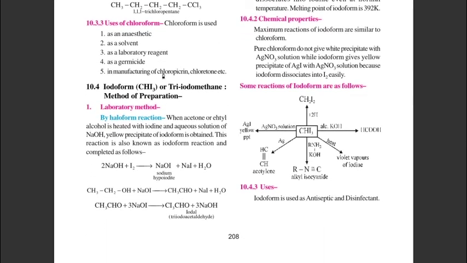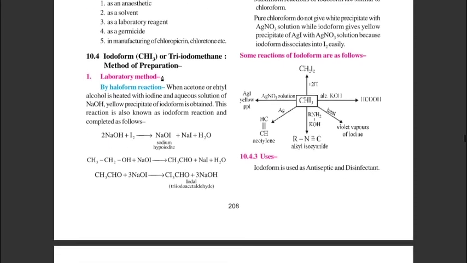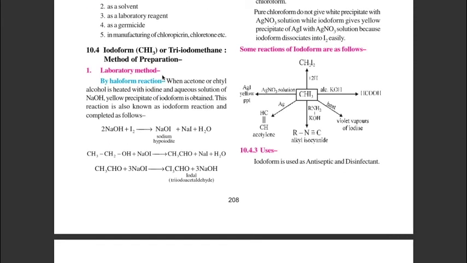Uses of chloroform: it is used as an anesthetic, can be used as a solvent, and as a laboratory reagent. It is a germicide. It is used in the manufacturing of chloropicrin and chloritone, etc., that we have discussed in its chemical properties. Now, iodoform can also be prepared in the same way as chloroform is obtained. So, in place of Cl2 in all the reactions we can put I2 and hence we can write equations for the preparation of iodoform.